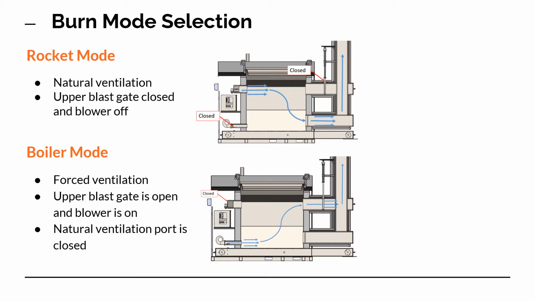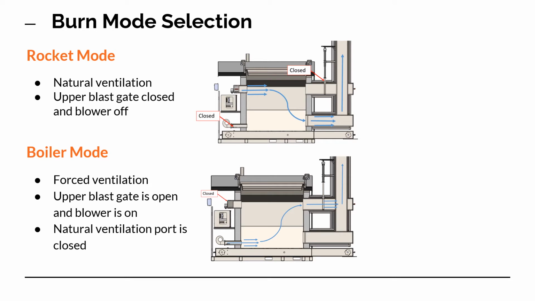On the opposite side, we have the rocket mode. When we dump in crushed pallets, the combustion temperature is going to be much different than logs, so the burn is going to be a lot hotter. To do so, we need to force oxygen in there naturally.